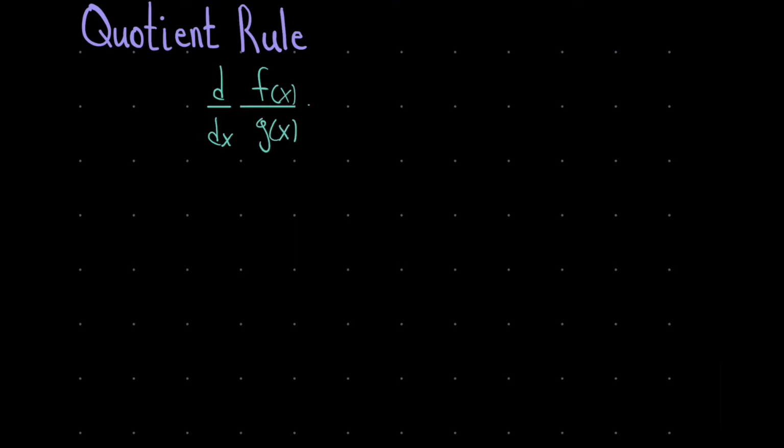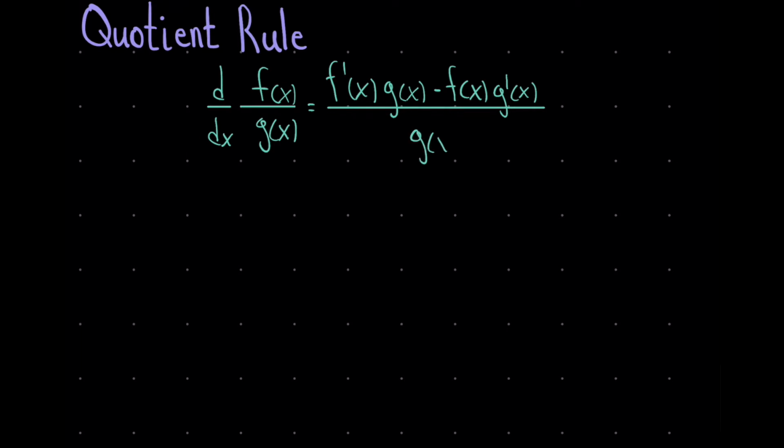And so the quotient rule will tell us that this is equal to f prime, or just the derivative of f, times g of x, and then minus f of x times g prime x, or just the derivative of g, and that's going to be all over g of x squared. And so in practice, it's going to look something like this.